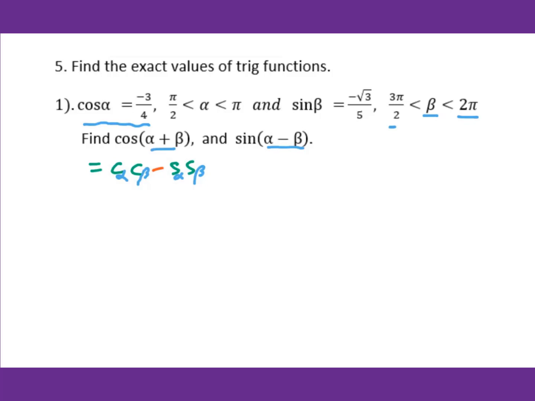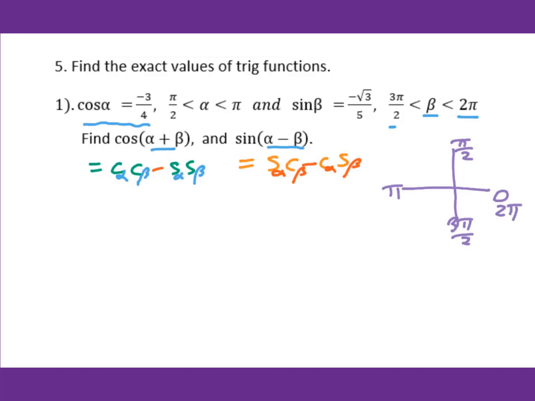For sine of alpha minus beta, we know the pattern will be sine cosine, cosine sine, same sign. Therefore, the first step: we know this is 0, pi over 2, pi, 3 pi over 2 and 2 pi. We are given alpha between pi over 2 and pi. That means the second quadrant. So I write down second quadrant.